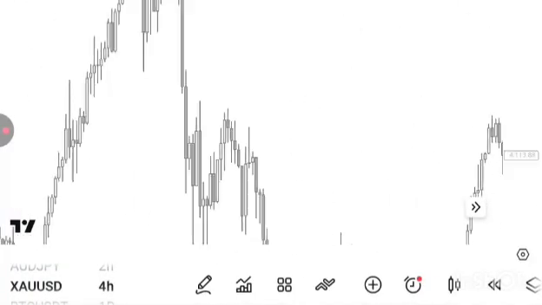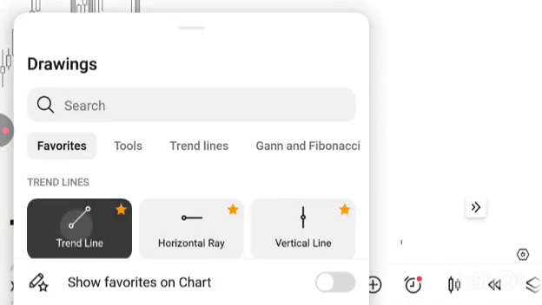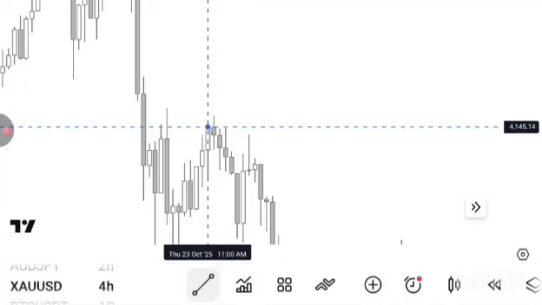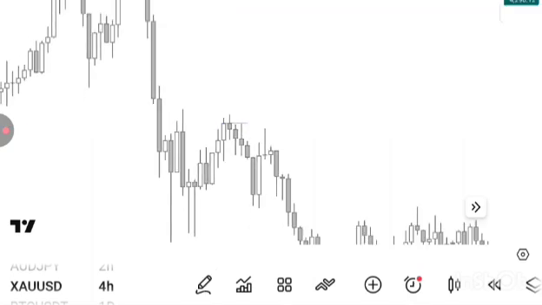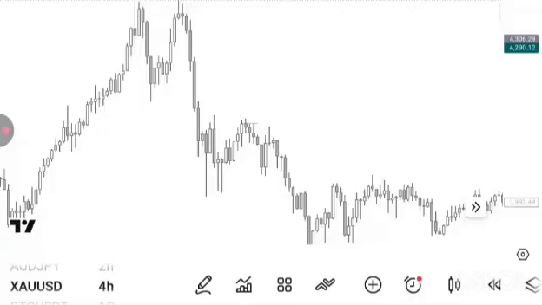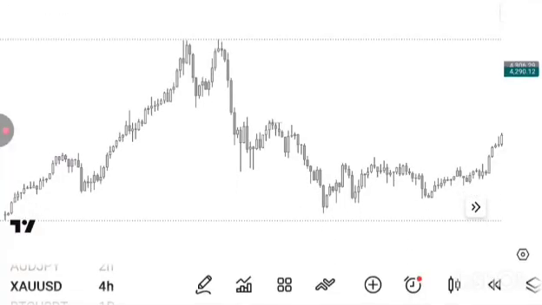This is an A-shaped key level also. Although price didn't tap into the level, right? That's an A-shaped key level. So that's that for that, right?